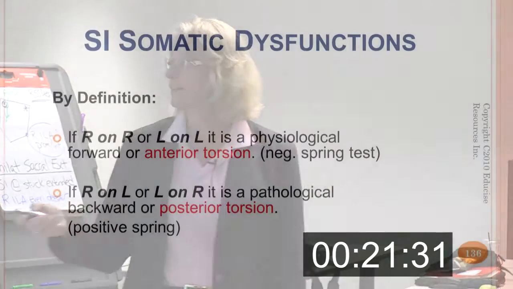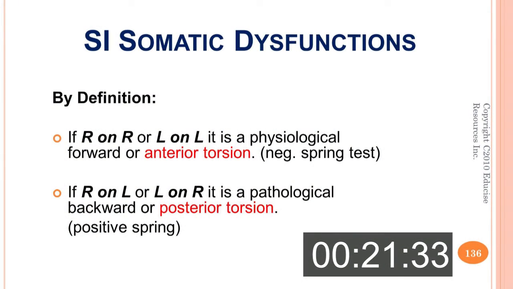Okay, so again, know the terminology. Right on right or left on left, the letters are the same. That's an anterior or forward sacral torsion. It's a flexed sacrum. The letters are different, right on left, left on right. It's a posterior or backward sacral torsion. It's an extended sacrum. That's big trouble. How do you know? Positive spring test. More aggravating to the patient.